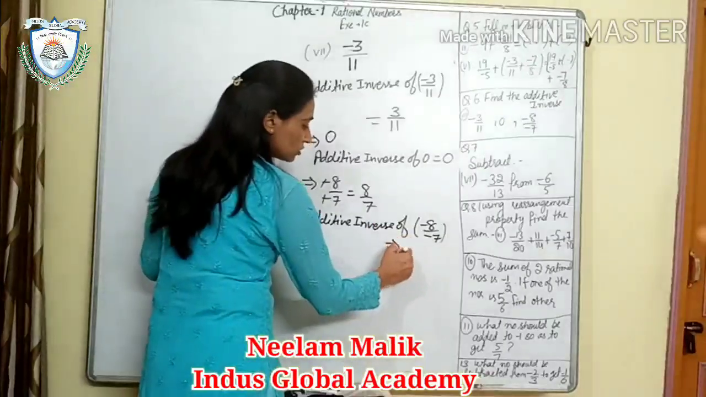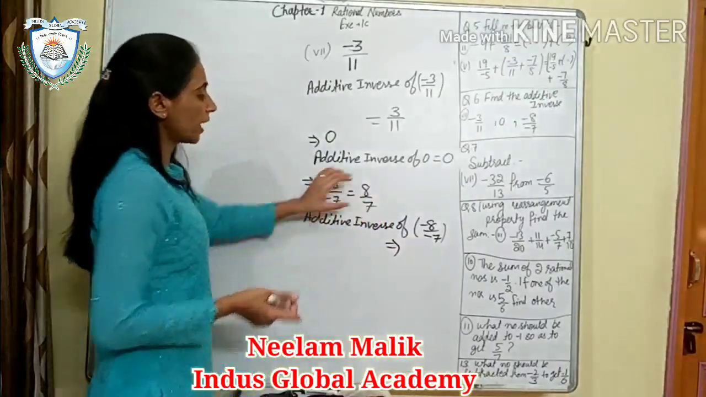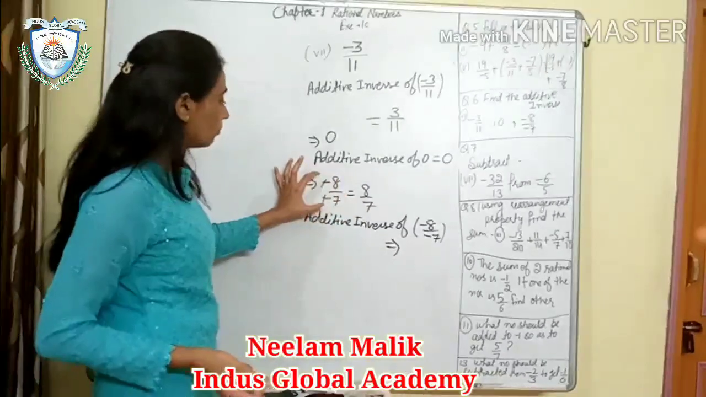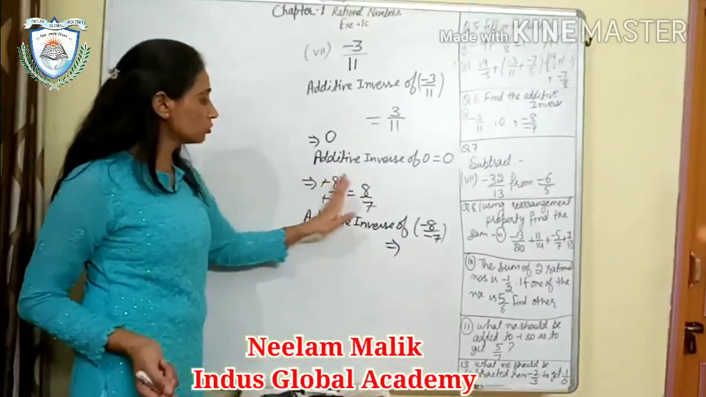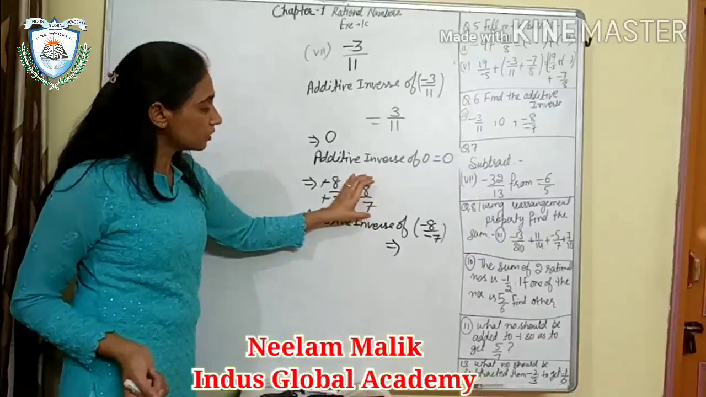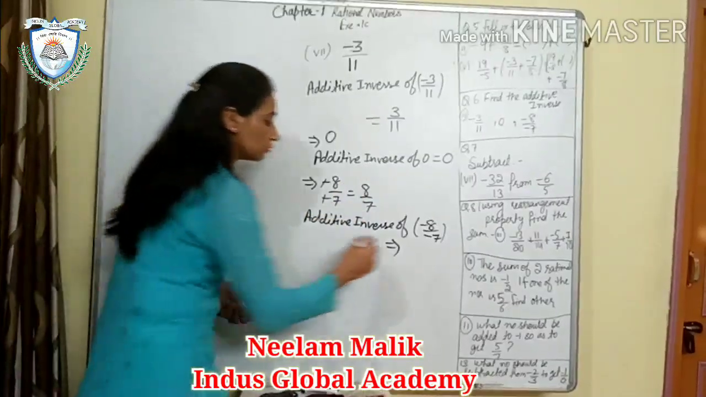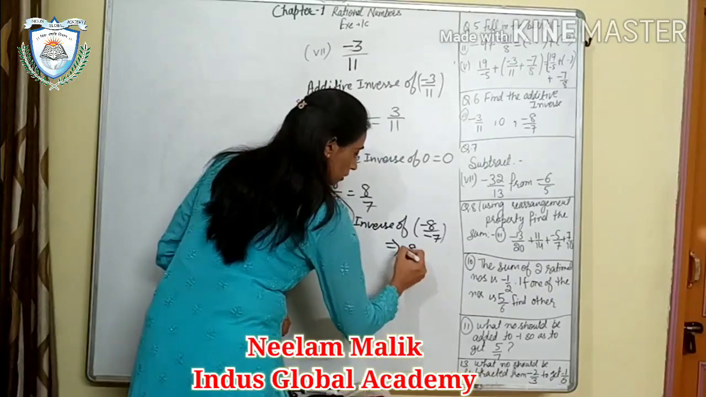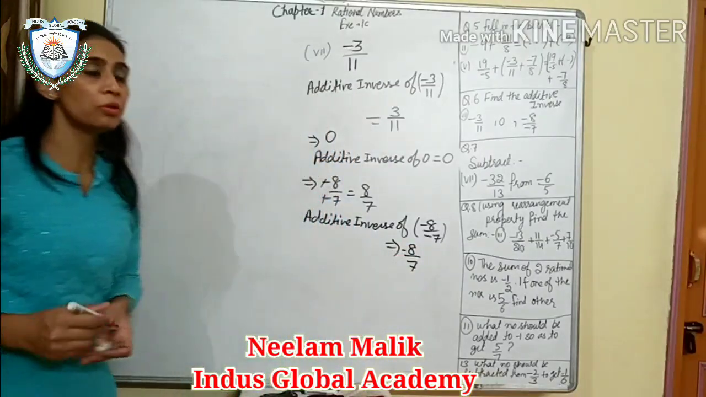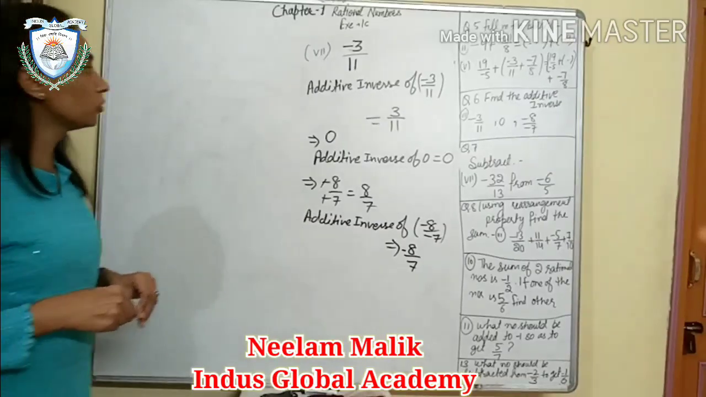So we have to just change the sign. This number is actually positive, because two minus signs are given, so we cut minus with minus. So this will be positive, and the additive inverse of a positive will be negative. So your additive inverse will be -8/7. This will be negative. Okay, I hope you understand.